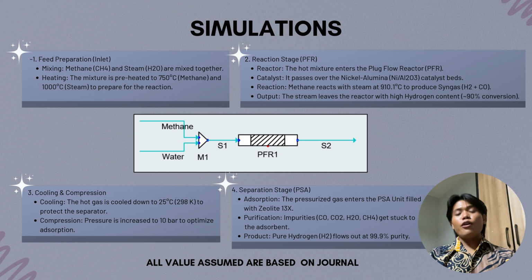Here is the simple flow of our simulation. First, we mix methane and steam, then preheat them to high temperatures. Next, this mixture flows into our PFR or plug flow reactor, where it heats the nickel catalyst and converts it into hydrogen and carbon monoxide. Then we cool the gas down and pressurize it to get it ready for separation. And finally, it goes through the pressure swing adsorption unit where zeolite 13X traps the impurities, giving us our final 99.9% pure hydrogen product.